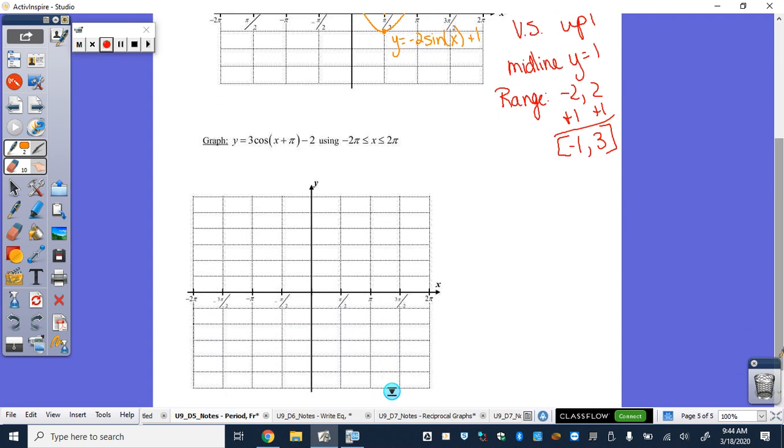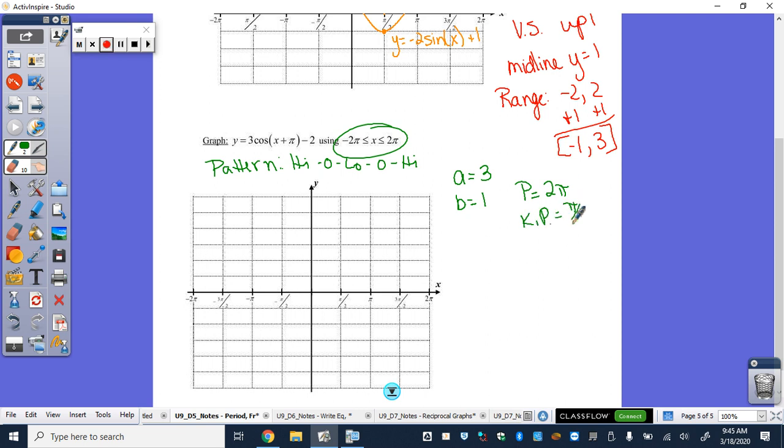Let's try one more. This time we're going to use our whole graph. It says from negative 2 pi to positive 2 pi, which is what we have here. That is our entire graph. So this time, cosine. So that means my pattern is going to be high, 0, low, 0, high. So now I'm going to go over here to my list. Amplitude is 3. B is a 1, which means my period is 2 pi.